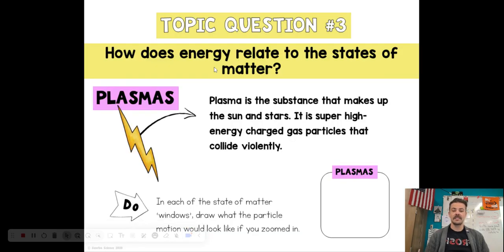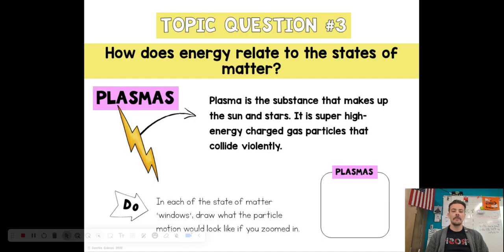Plasma is a substance that makes up the sun and the stars. It is super high energy charged gas particles that collide violently. So again, these are supercharged particles that collide very violently and cause things like fires and lightning and other very energetic natural phenomena.